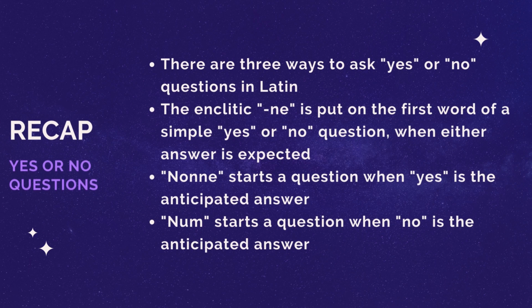All right, so that's the basics of it. There's really not a lot more to it than that. That's the simplest way of thinking about it. To do a quick recap, you have three ways to ask yes or no questions in Latin. The enclitic ne is put on the most important word of a sentence, usually the beginning of a question, and it means you're just asking a simple yes or no question. You're not sure what the answer is going to be. Nonne starts a question when yes is the anticipated answer, and num starts a question when no is the anticipated answer. So feel free to use these in some conversational Latin.